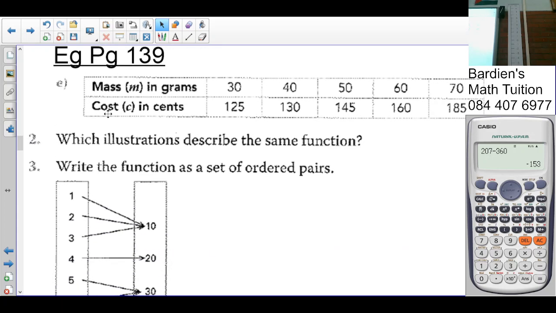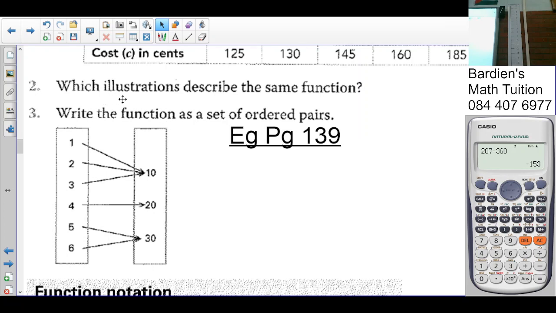You're looking at E now. Your domain is normally your input values, not so. So here it's going to be 30, 40, 50, 60 and 70, and your output values are 125, 130, 135, 160, 185.